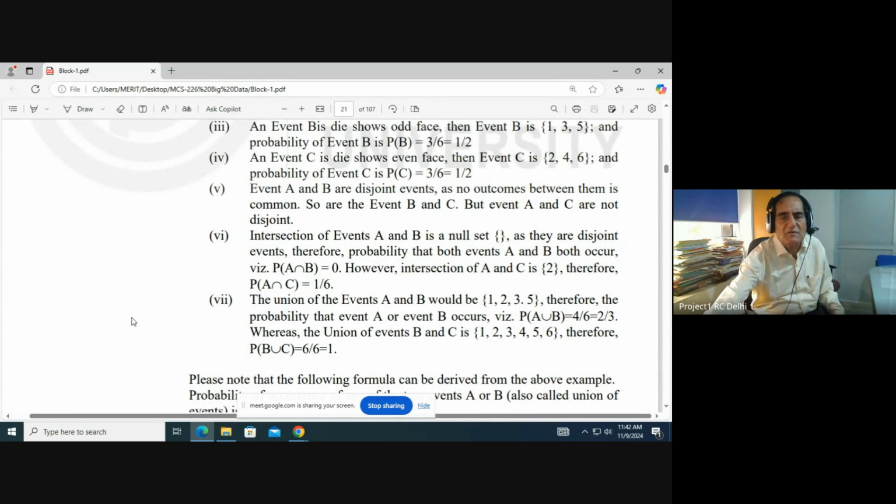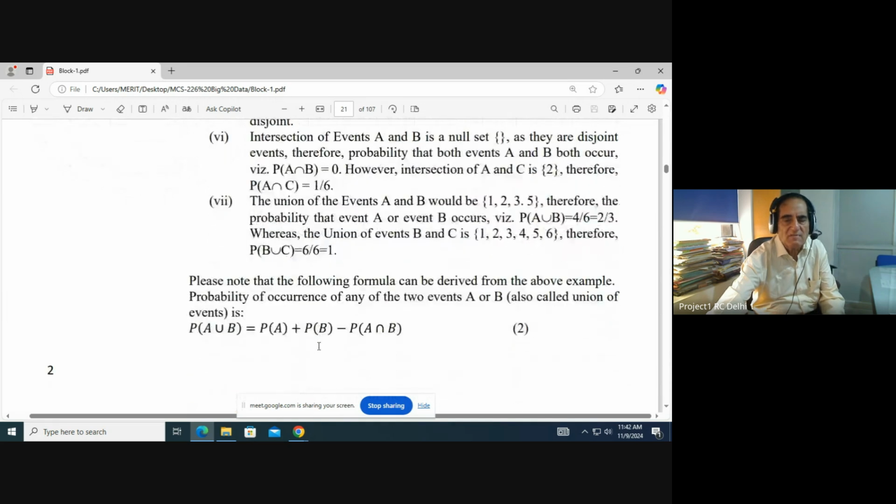So the union of events A and B would be 1, 2, 3, 5. Therefore, the probability that event A or B occurred is P(A or B) = 4 by 6, which is 2 by 3, and so on. Whereas the union events are 1, 2, 3, 4, 5, 6. Therefore, P(B union C) is 6 by 6, which is 1, because it can be any of the 6.